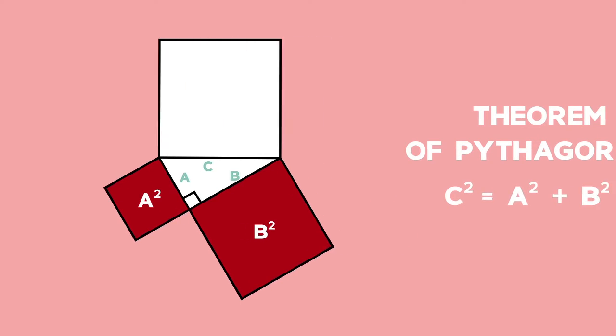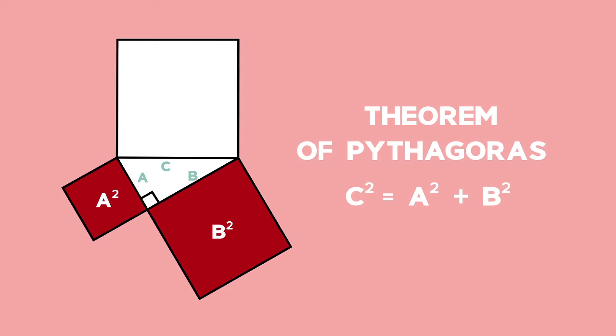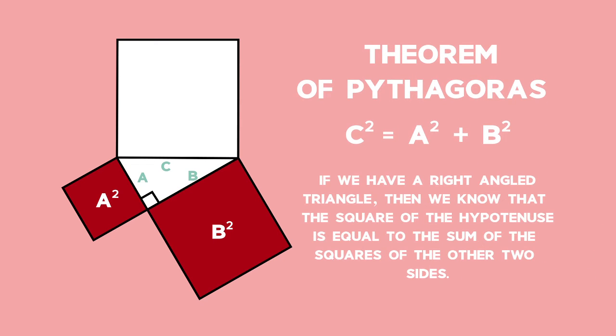Stating this formally, we have the square of the hypotenuse, which is the side opposite the 90 degrees, is equal to the sum of the squares of the two shorter sides in a right-angled triangle. So remember what the theorem of Pythagoras states: if we have a right-angled triangle, then the square of the hypotenuse, which is the side opposite the right angle, is equal to the sum of the squares of the other two sides.